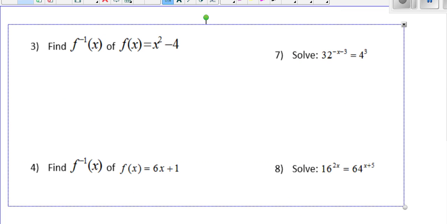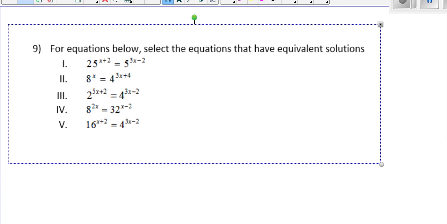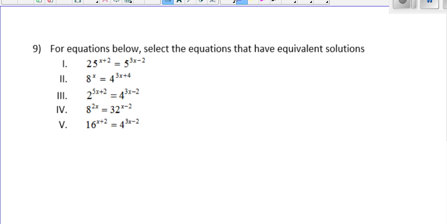So we'll skip a few problems. These are the same. Move on to number 9. So it's really 5 separate equations. You got to work them all out and see if they are the same. It's kind of tricky. So we'll start with number 1 here. Just like we did a minute ago, we're going to make that be 5 squared to the x plus 2 equals 5 to the 3x minus 2. And then we can do more with that in a second, but at least do the first step with all of these.